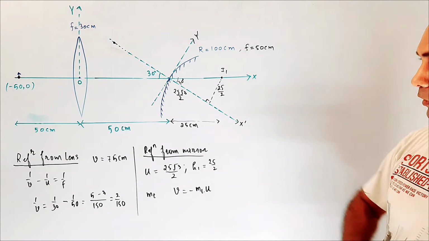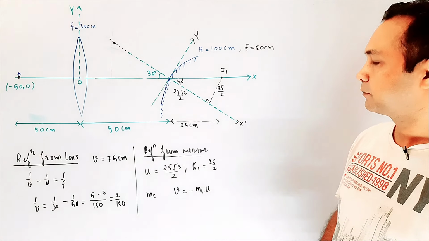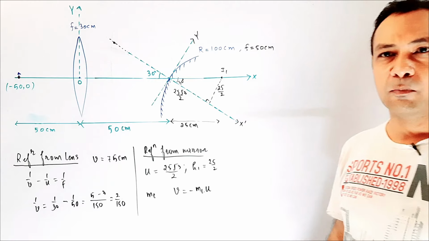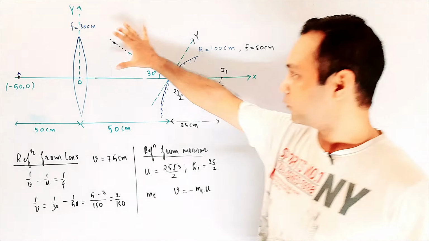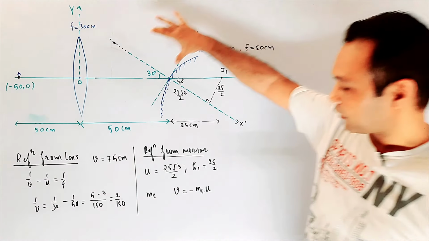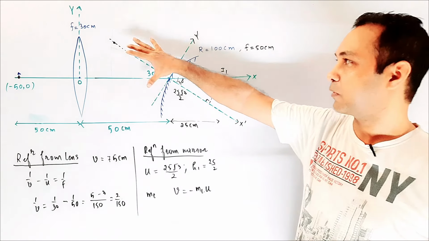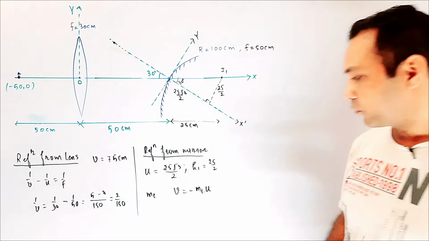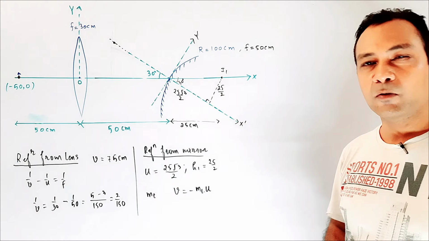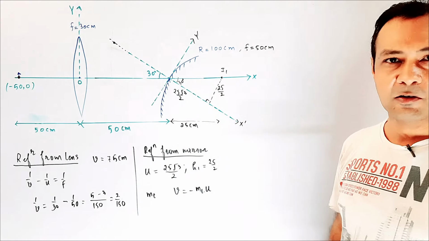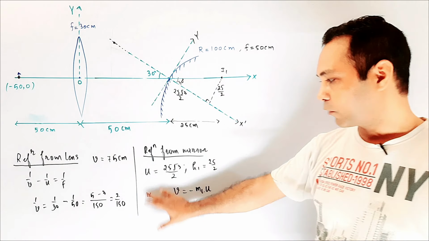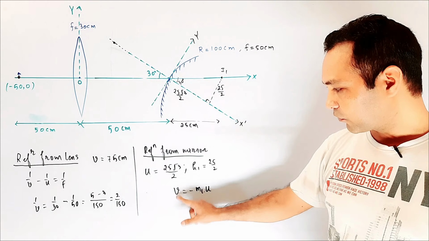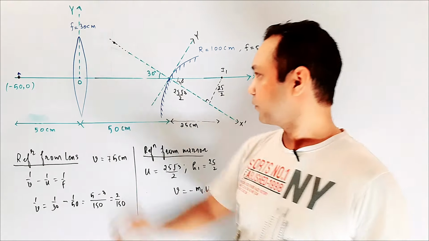And we know that for a virtual object from a convex mirror, the image is real. So the image will be formed on this side. So the image v will be positive, sorry, negative. So mt will come out to be positive, meaning the image will be erect. We can get that from the value also. MT will be positive, so v will be negative. So the image will be formed here.